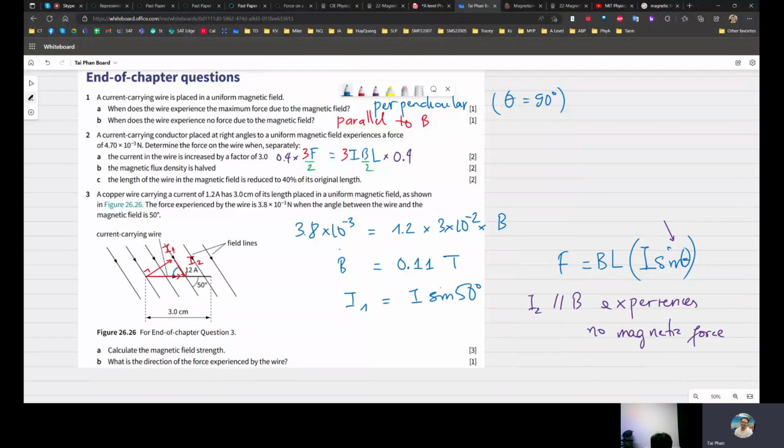Sine 50 degrees. For the direction, using the left-hand rule also, the field is downward like this. The current is I1. So the force is into the page. The force is into the page, using the left-hand rule. The left-hand rule is usually denoted by this letter.